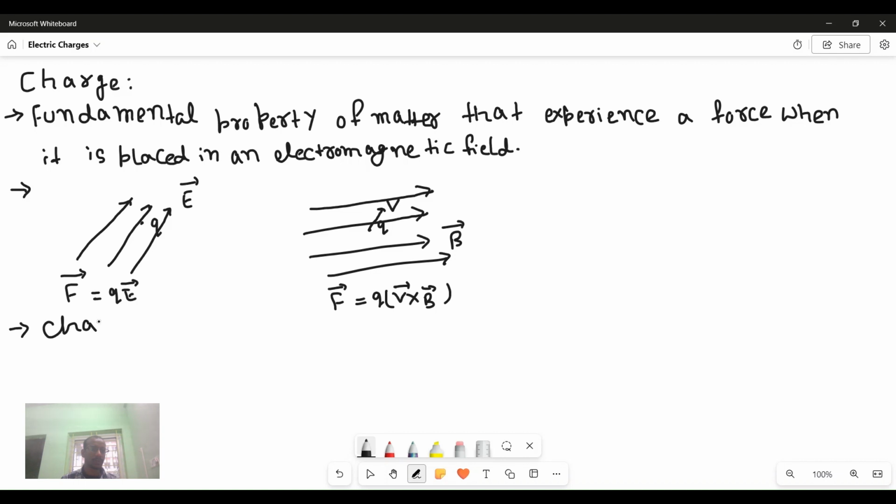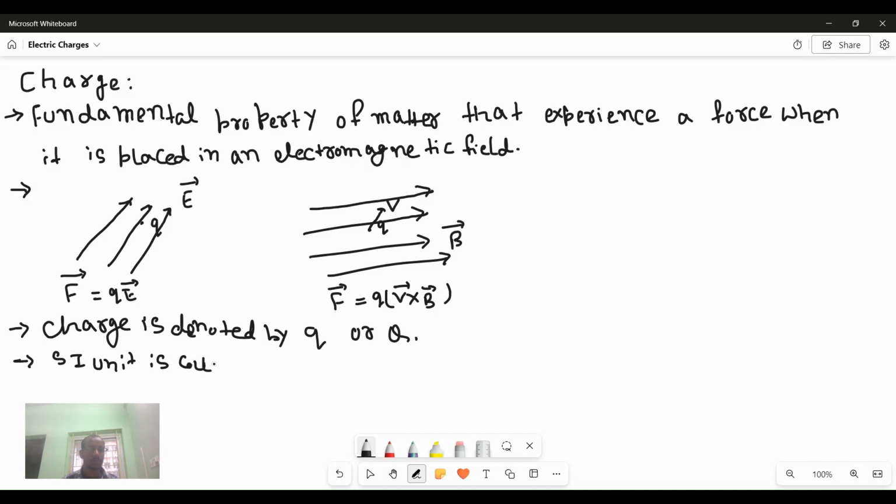Charge is denoted by Q, and its SI unit is Coulomb.